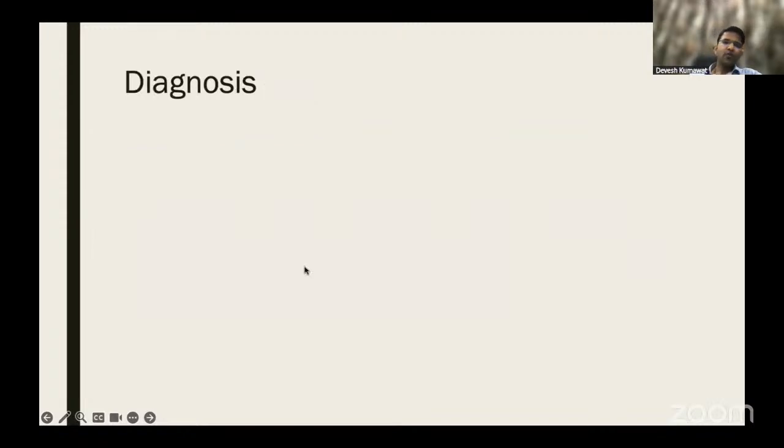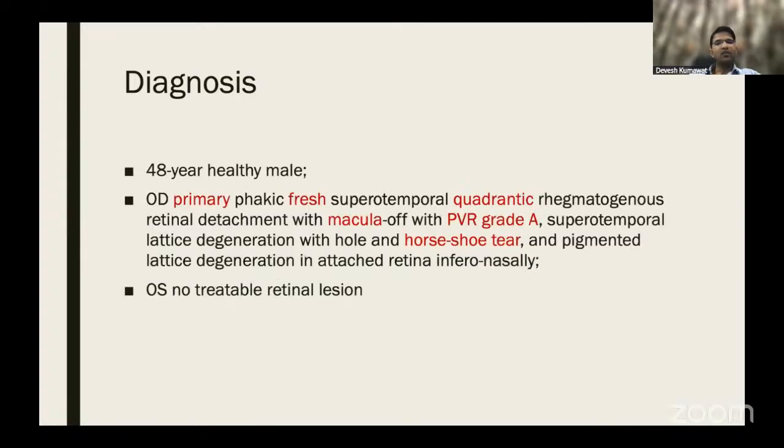Now, next you come to the diagnosis. You frame a diagnosis. You write down the diagnosis in your sheet. So this is how the full diagnosis of this patient will be: that it's a 48-year-old healthy male with right eye OD primary. It's a primary. It's not a secondary retinal detachment. Secondary occurs when there is an existing tractional retinal detachment, and then a secondary rhegmatogenous retinal detachment develops later on.